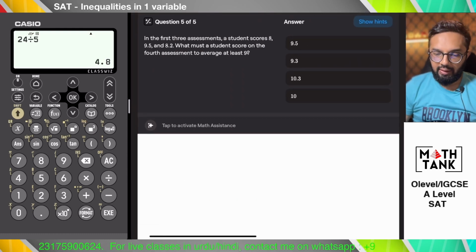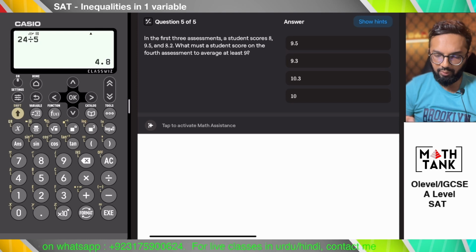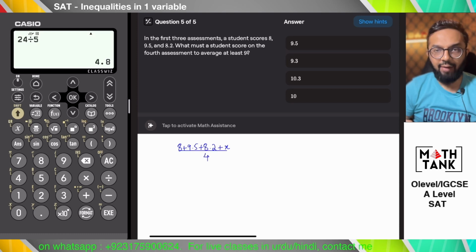Let's look at this next one. In the first three assessments, a student scores 8, 9.5, and 8.2. What must a student score on the fourth assessment to average at least 9? Okay, so I want an average of at least 9. So I'm going to say 8 plus 9.5 plus 8.2 plus x on the last test, divided by 4. This is what the average is. Average is the sum of numbers divided by the number of numbers. So this should be at least 9.